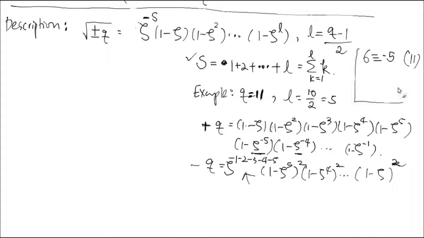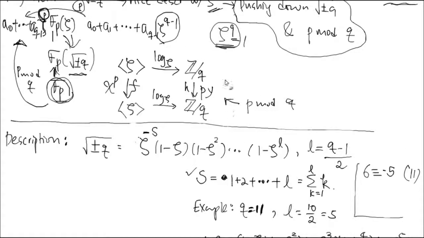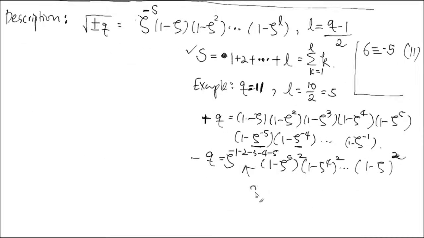Because it's happening in what world? Mod Q world. Q is an odd prime. You can still divide by 2, right? The multiplicative inverse of 2. So I will use the notation 2 inverse instead of 1/2. It indicates the multiplicative inverse of 2 modulo Q, right?